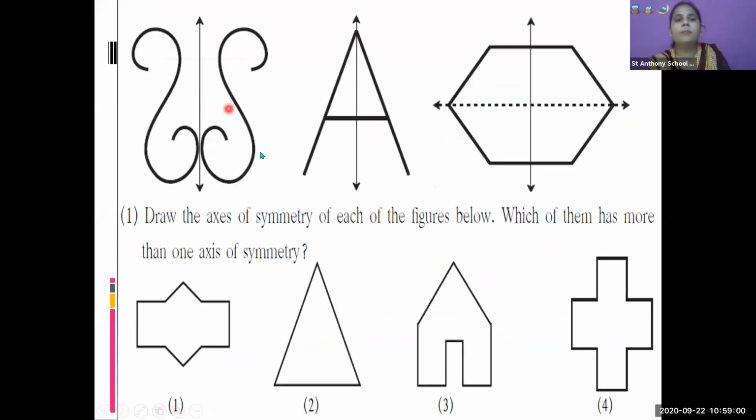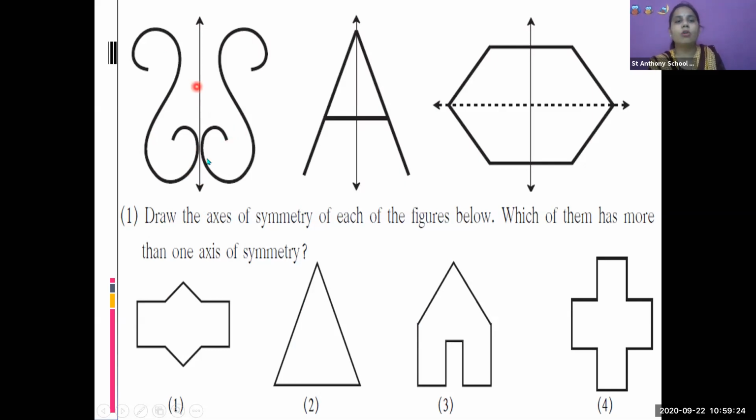Now, for example, this figure. So we can draw, if this part is there, and if we draw the similar part like this, and we draw an axis of symmetry, when we fold these two diagrams, these are exactly similar to each other.